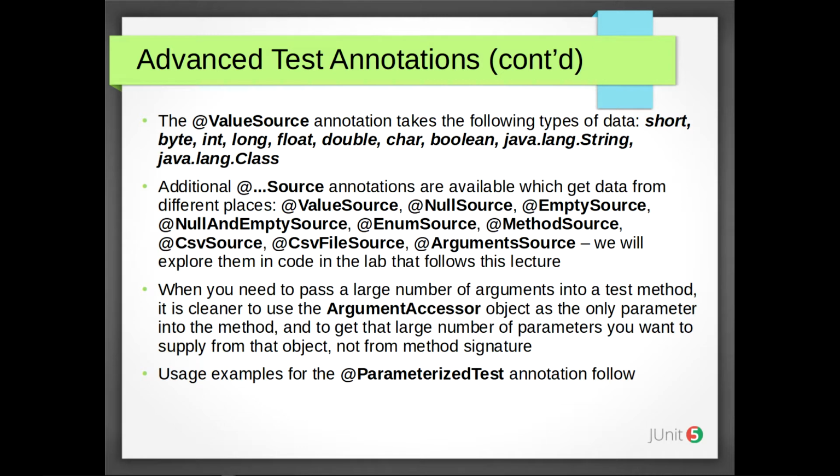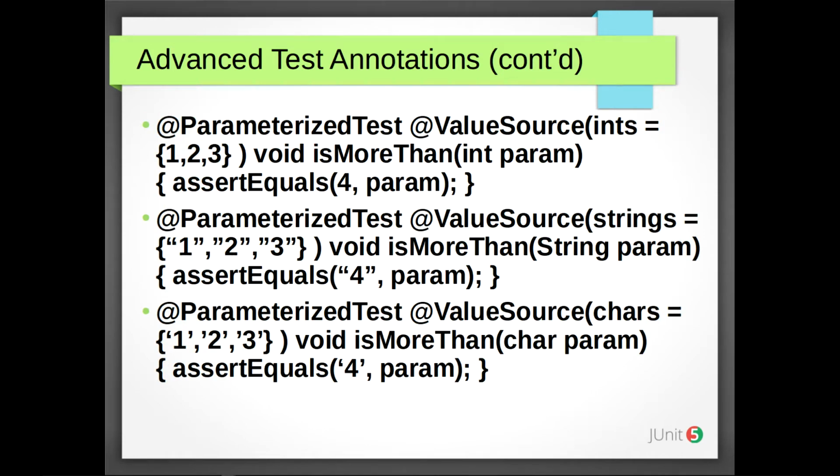When you need to pass a large number of arguments into a test method, it is cleaner to use the ArgumentsAccessor object as the only parameter into the method, and to get that large number of parameters you want to supply from that object, not from the method signature. Usage examples for the @ParameterizedTest annotation follow. I'm going to make about a minute pause for you to study this code. You don't have to write it down if you don't want.